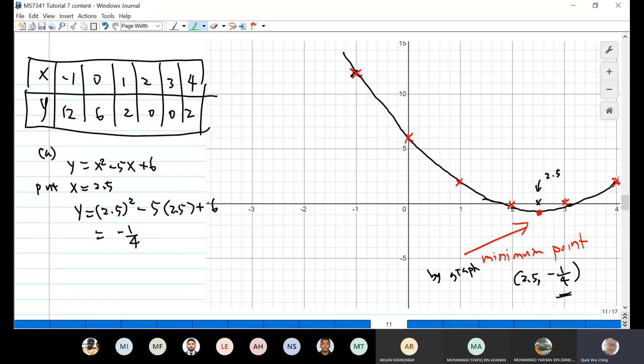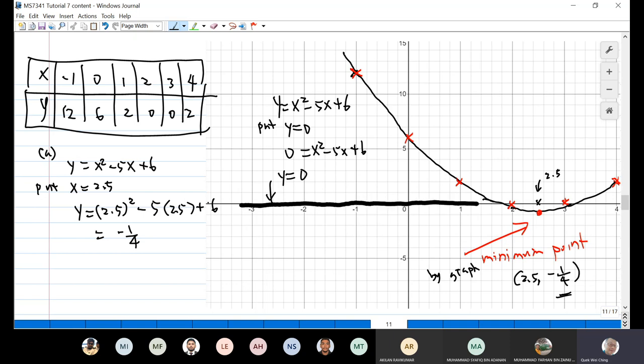So you have the equation y equal to x squared minus 5x plus 6. Put y equal to 0. Where is y equal to 0? Y equal to 0 is a straight line, this line. You can find that this line here is y equal to 0. Where are they cutting? They cut at x equal to 2 and x equal to 3. So x equal to 2, y equal to 0. X equal to 3, y equal to 0.